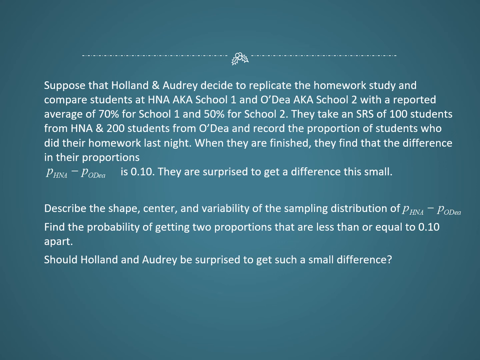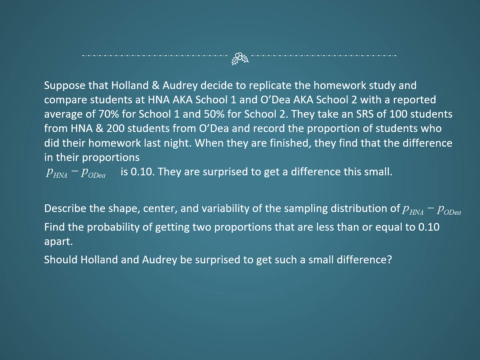The first example that I was telling you about was really a study about homework. What was found was that 70% of the students were doing homework in school one, and 50% were doing their homework at school two. So let's suppose two students, Holland and Audrey, decide to replicate the homework study and compare students at H&A, which we'll call school one, and O'Day, which we'll call school two. By the way, I'm just picking random schools. This is not any representation or true fact or true proportions for O'Day or Holy Names, just to be fair.